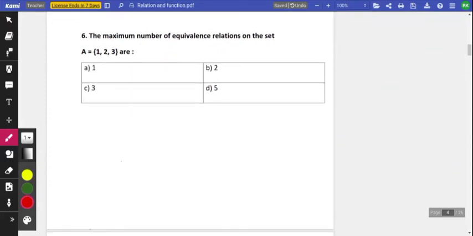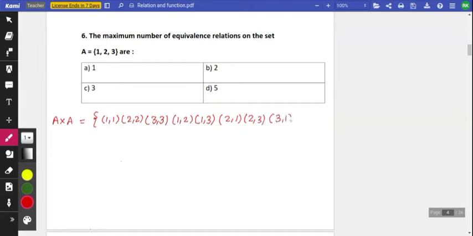In this question, you have to find the maximum number of equivalence relations on set A. First, we find the Cartesian product of A and A, which is (1,1), (2,2), (3,3), (1,2), (1,3), (2,1), (2,3), (3,1) and (3,2).